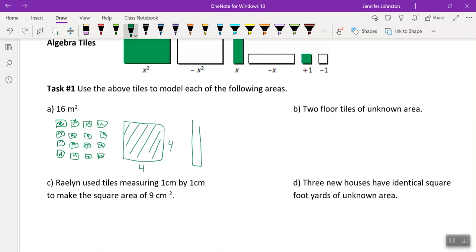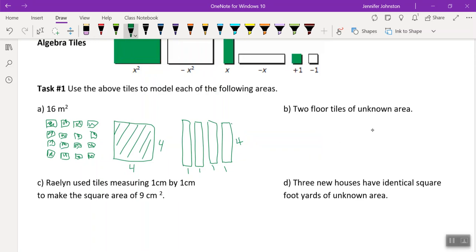Or we could do it with these longer ones. And let's say the dimensions are, well, the dimension will always be 1 on the bottom. But let's say it's a dimension of 4 here. So this would be 4 by, well, 1, 2, 3, 4. So 4 by 4. So these are all 16 meters squared.